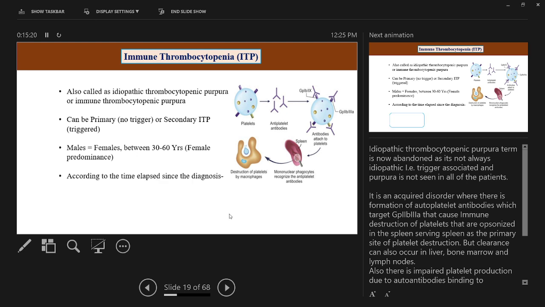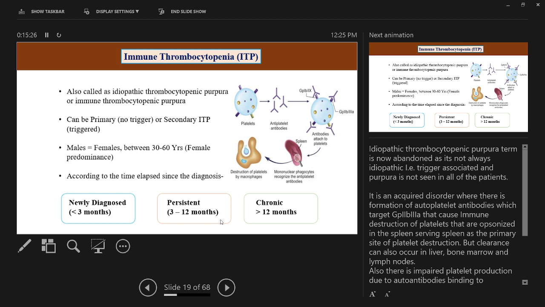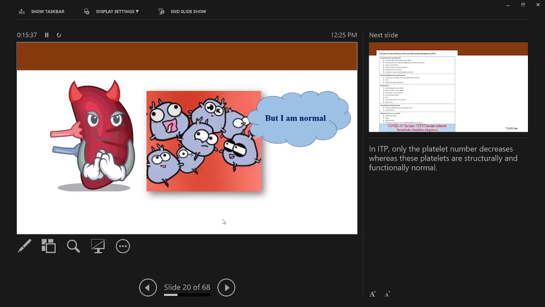According to the time elapsed since the diagnosis, ITP can be divided into newly diagnosed, which is less than 3 months, persistent, between 3 to 12 months, and chronic, which is more than 12 months. This classification is important because, as we'll see, the choice of therapy depends on the time since the diagnosis. So this is a very funny picture which depicts that the platelets are morphologically and structurally normal in ITP. So there is no morphological or structural defect that ITP patients have.